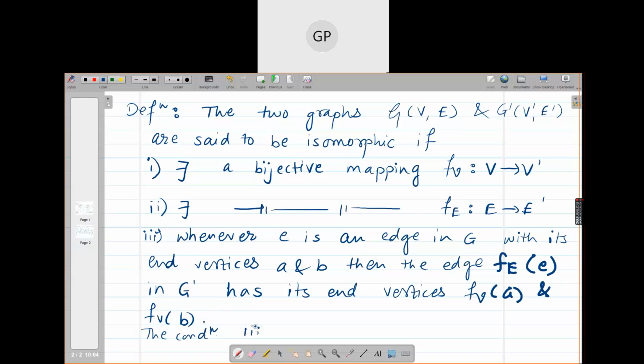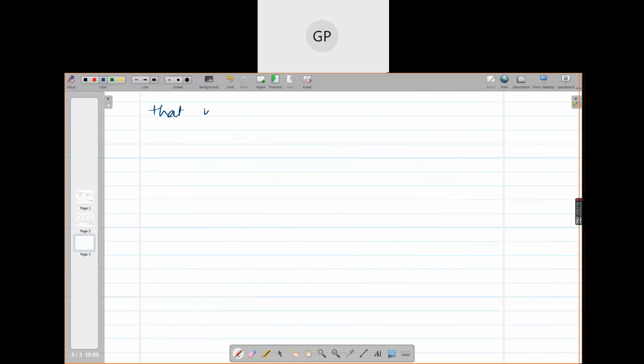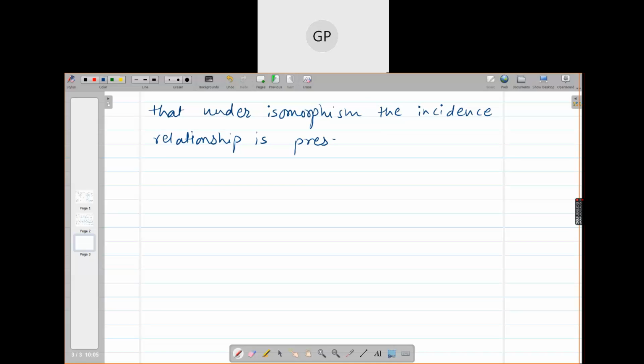The condition 3 above is described by saying that under isomorphism, the incidence relationship is preserved.